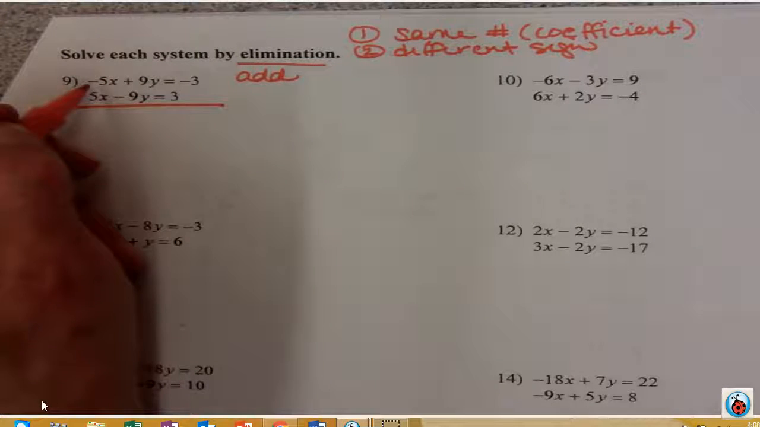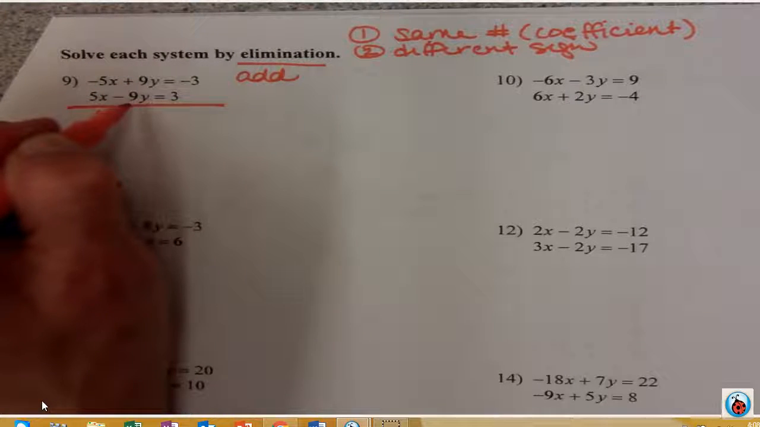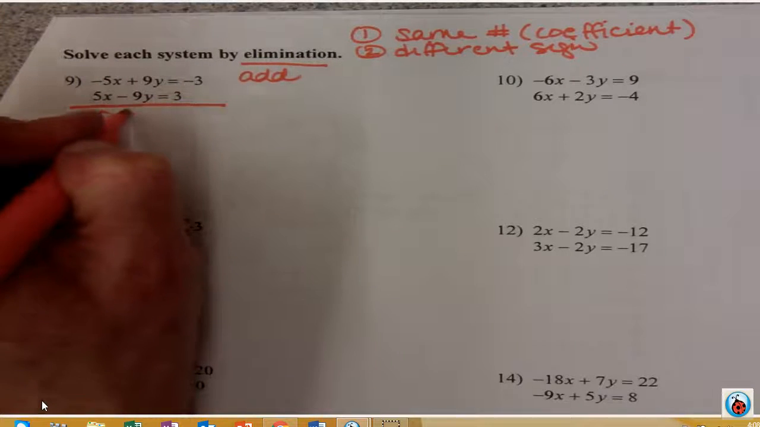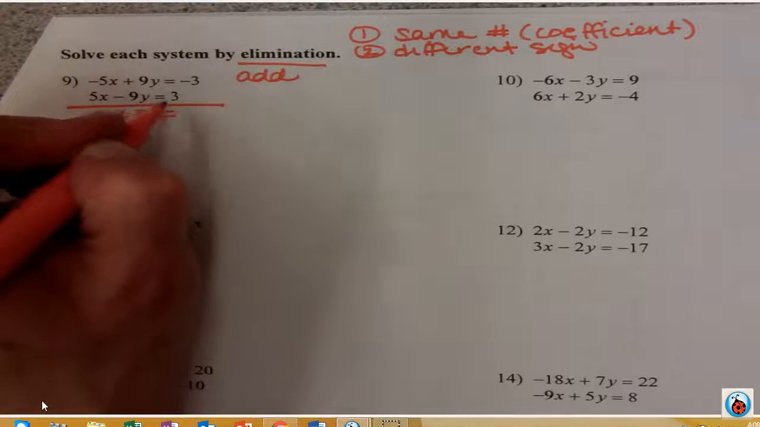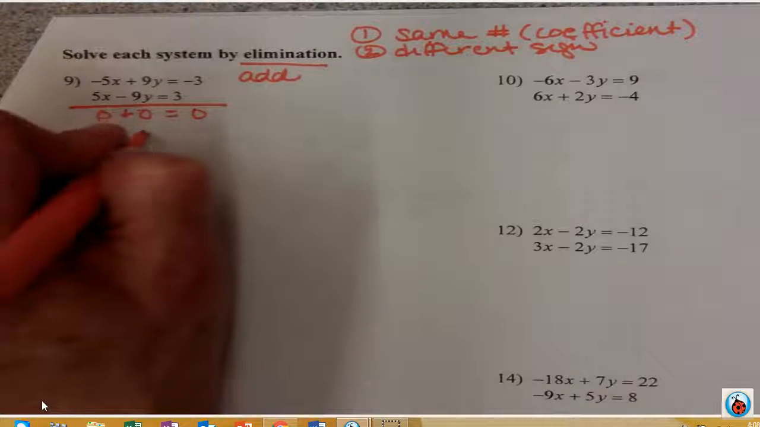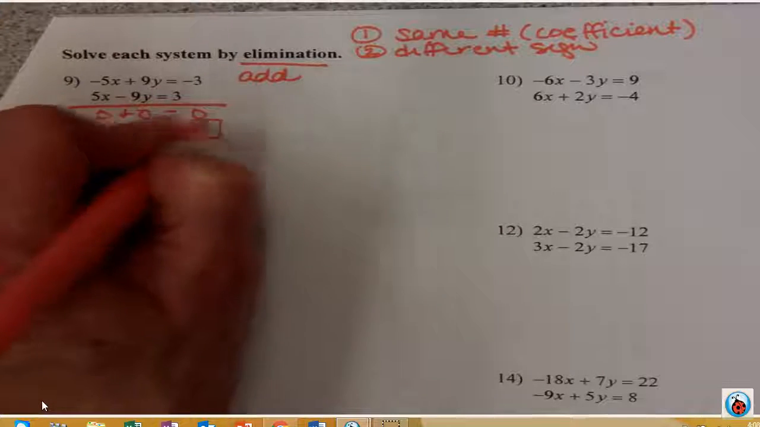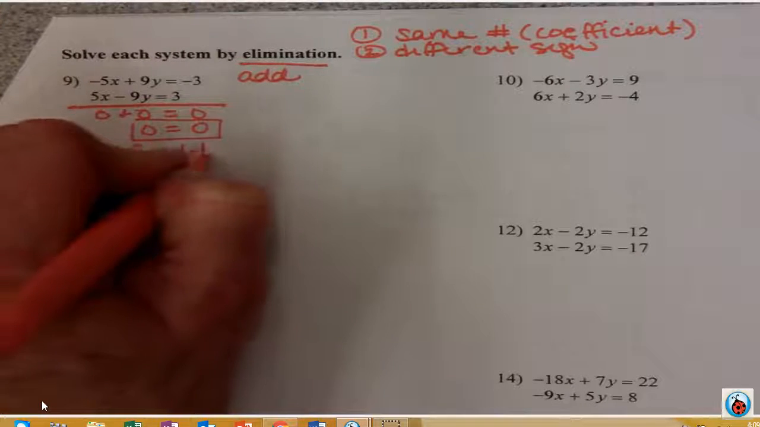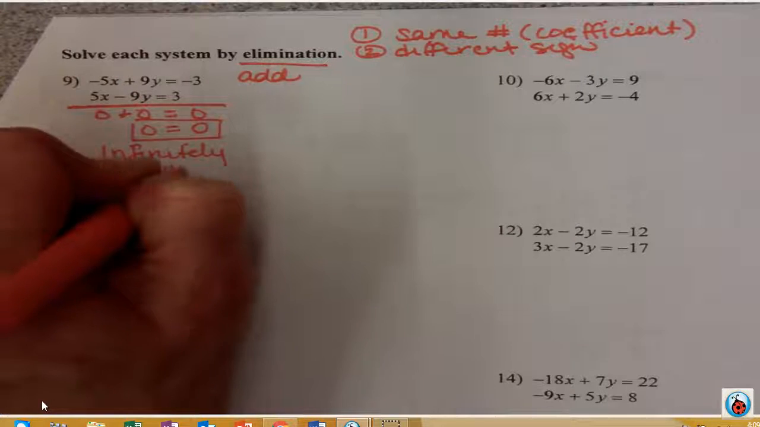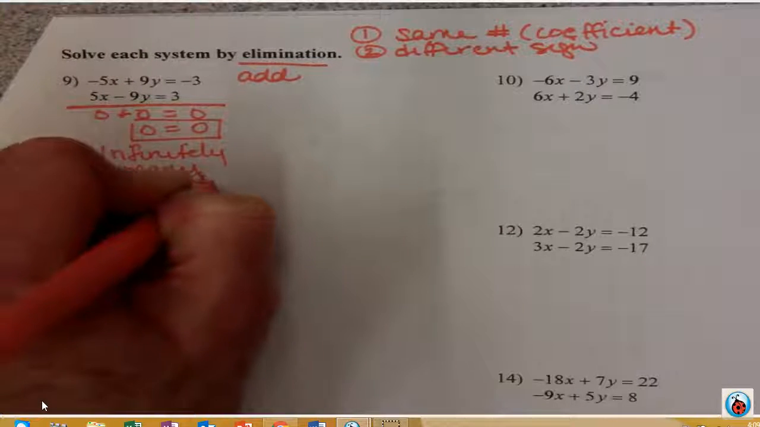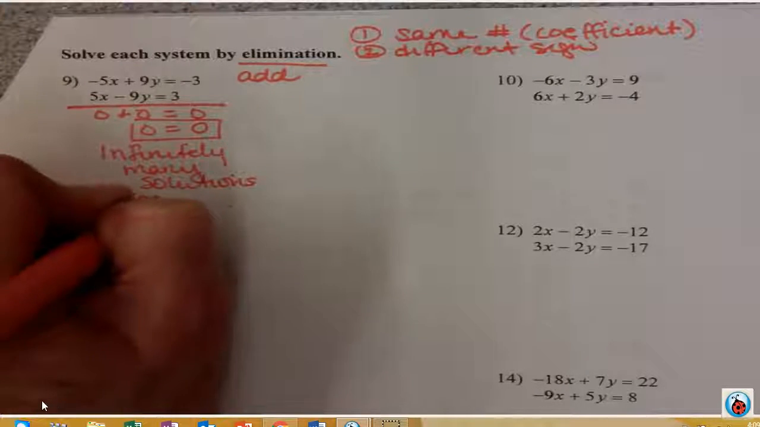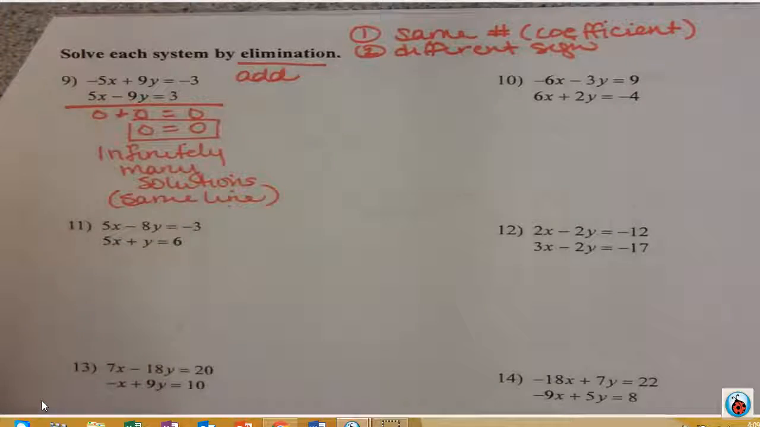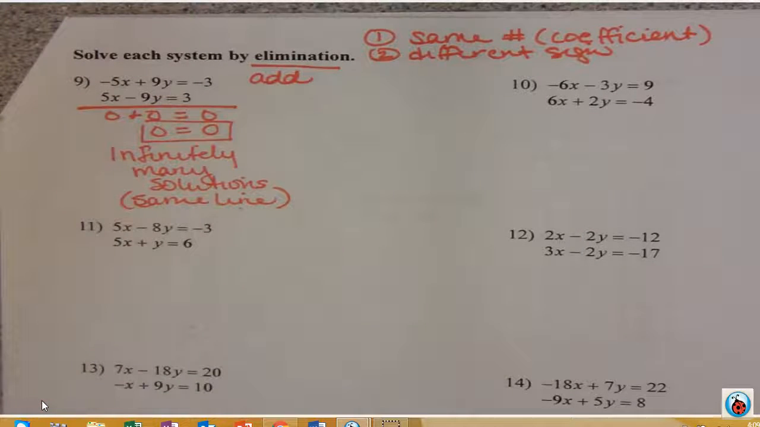Add together. Negative 5 plus 5 is 0. Positive 9y minus 9y is 0. Negative 3 plus 3 is 0. 0 equals 0. That is a true statement. So we have infinitely many solutions, meaning same line. All right. Let's move on to another one.